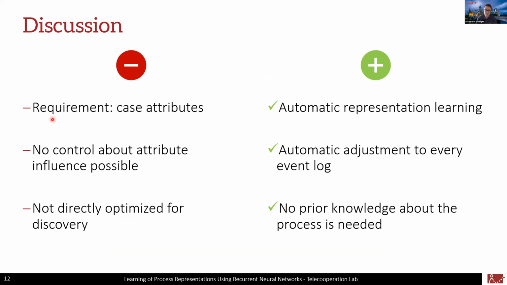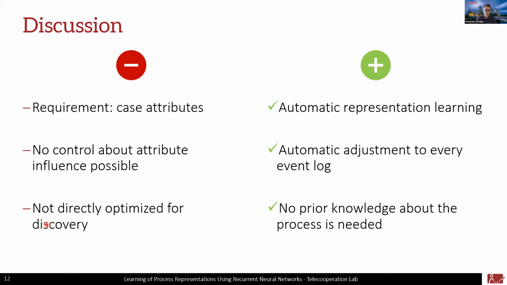In the beginning, I mentioned that you may want to have control over which attributes you want to give more influence in your case representation result. It is not directly possible to do so, but it automatically tries to find out which are the ones that are of high information value. So we can actually consider this as well in our approach. That can be a pro, that can be a con. I think it really depends on the use case.